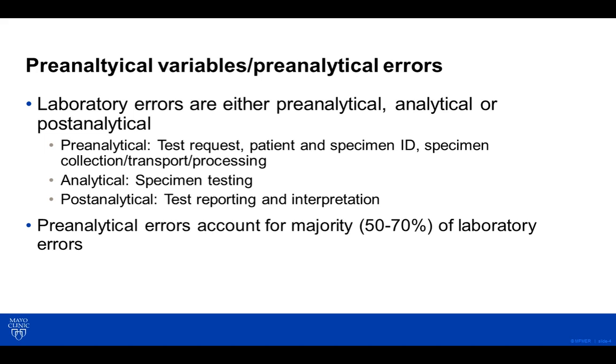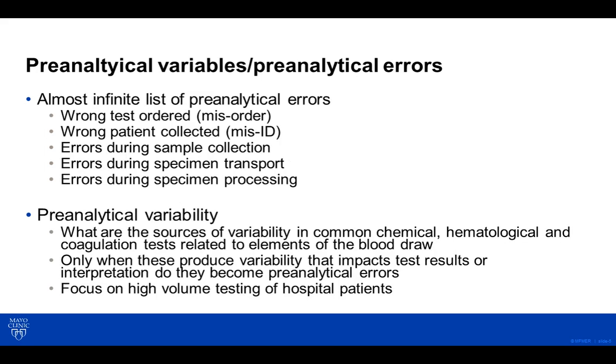We know that the majority of laboratory errors occur in the pre-analytical phases, and depending on the literature, somewhere between 50 and 70% of all errors are pre-analytical. They happen before the specimen is tested in the testing laboratory. And so if I had defined this subject as pre-analytical errors instead of pre-analytical variables, it would be even just as broad or even broader. And so you can see here a partial list of the major pre-analytical errors we think about.